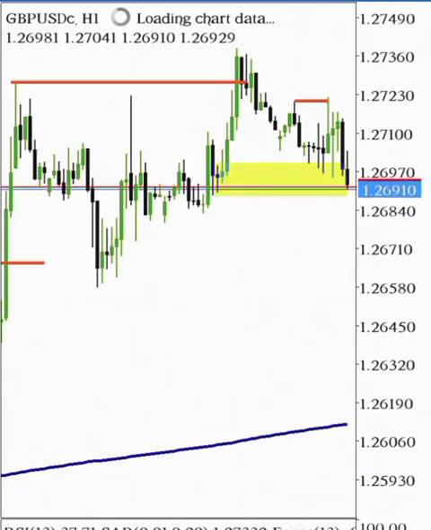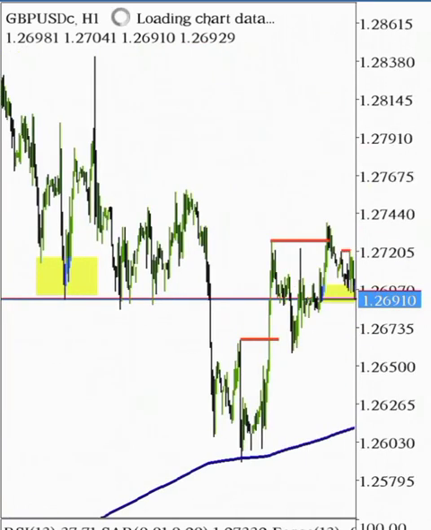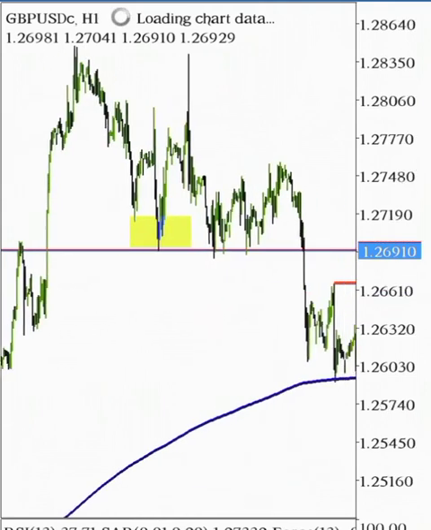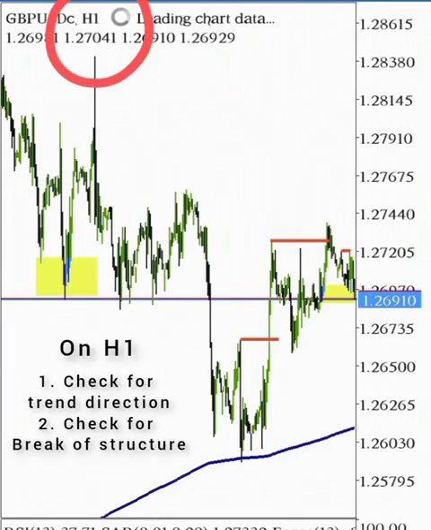Now let's begin. With this strategy, we make use of the 800 moving average, which is borrowed from BTMM. That is our 800 moving average, and we will be using it on the 1 hour time frame. On this 1 hour time frame, we are going to mark break of structure, and we are also going to know the direction of the trend.